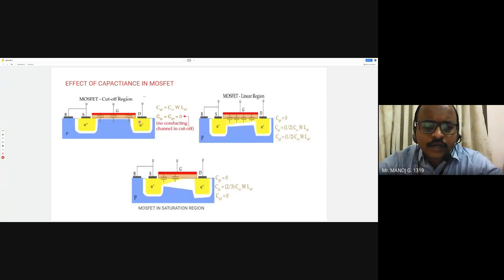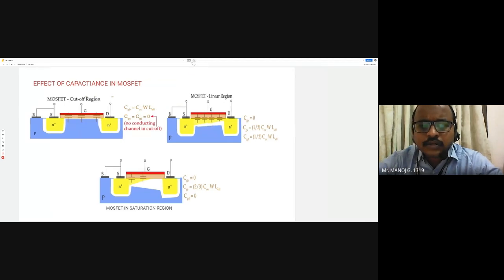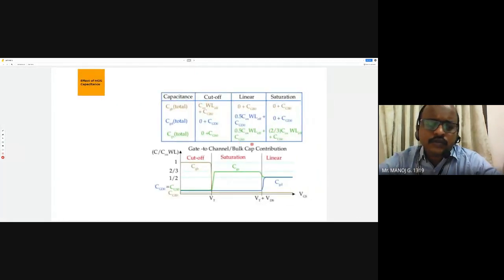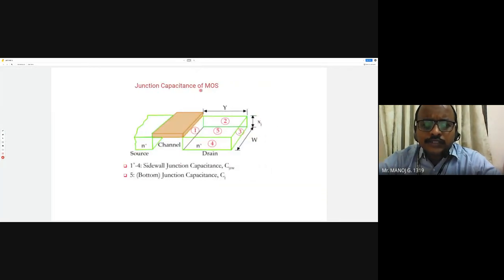If you understand the concept, it's very simple to analyze. All right, is that clear so far? So this is how you analyze the effect of MOS capacitance in the various regions of operation, right? With that, we complete the topic on effect of MOS capacitance. Now we'll go to the next topic, that is junction capacitance. With that, we'll close for today's class.